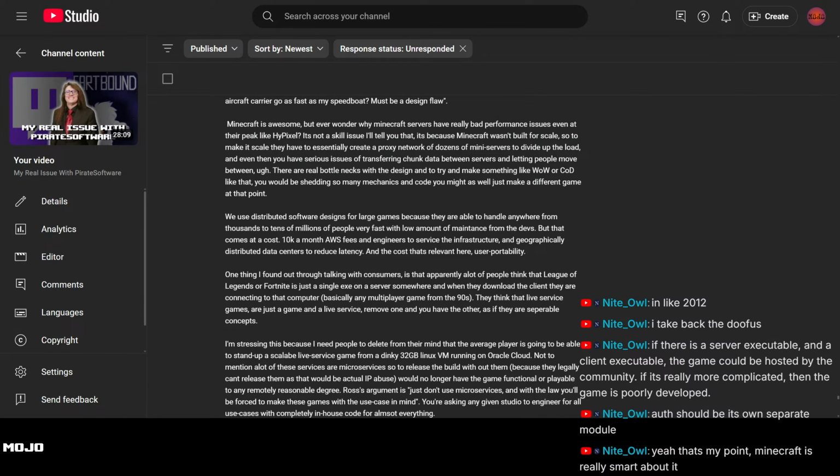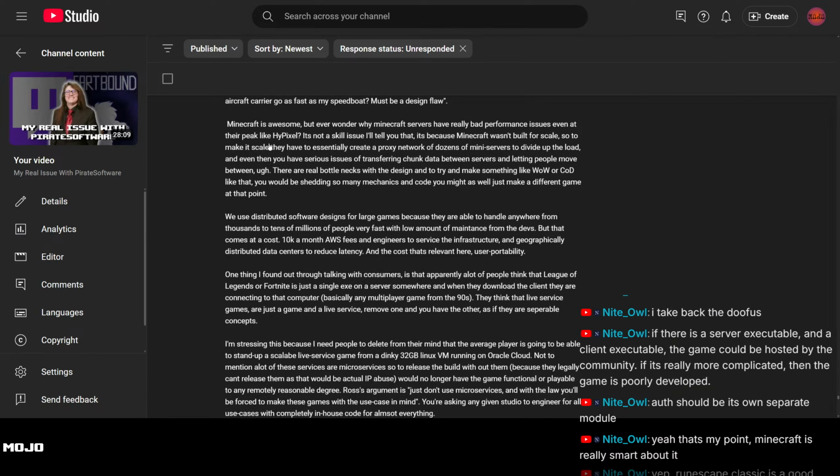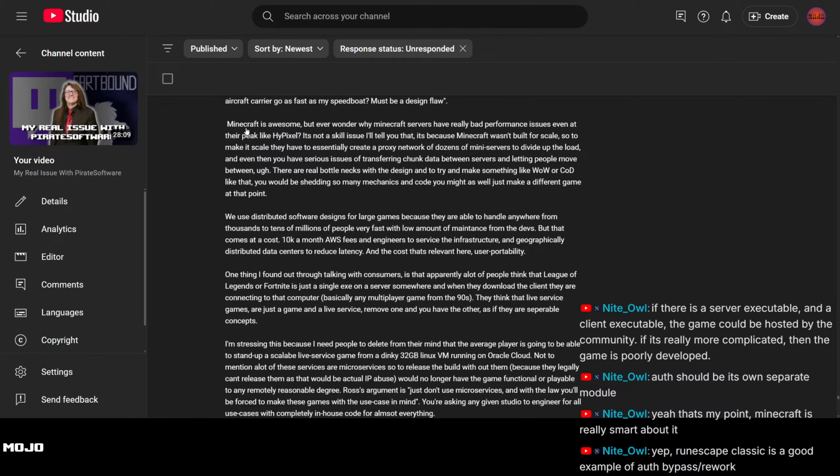Yeah, that's my point. Minecraft is really smart about it. Yeah, I totally agree. I'm agreeing with you. Sorry, I might have said a "but" in there, or a negative. I'm definitely agreeing with you. RuneScape Classic is a good example of auth bypass rework. Yeah, that's true.